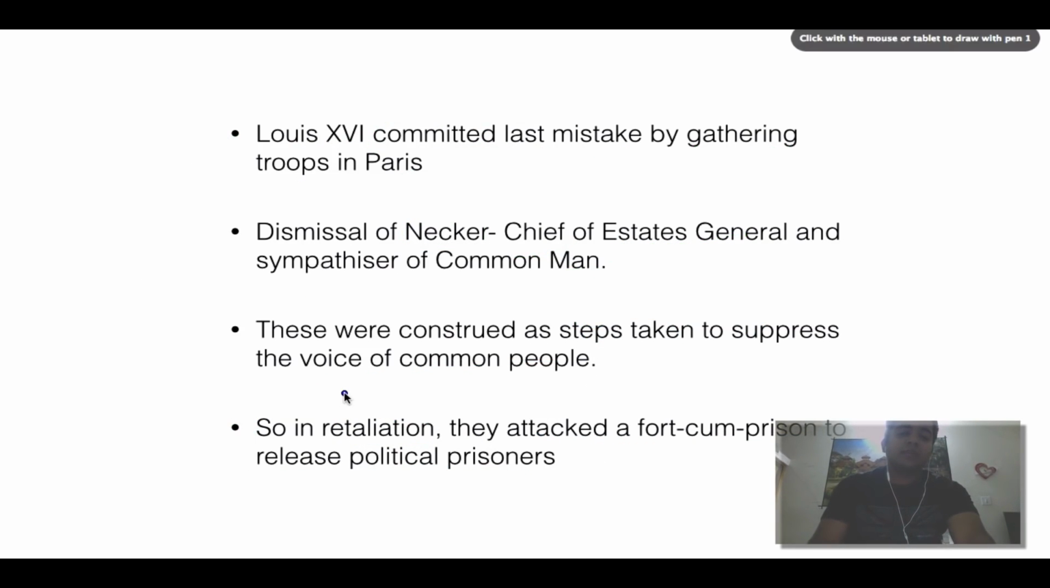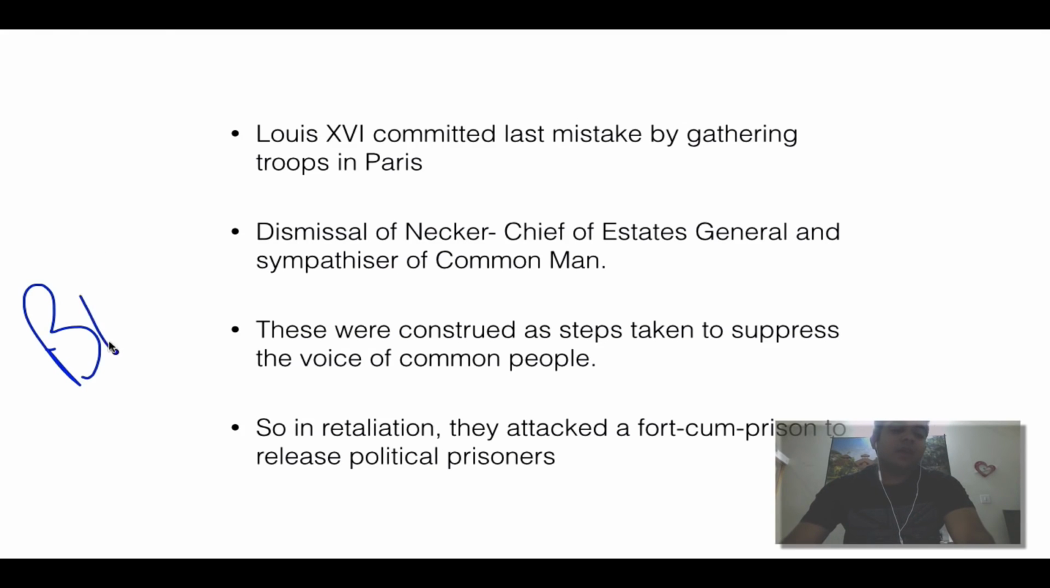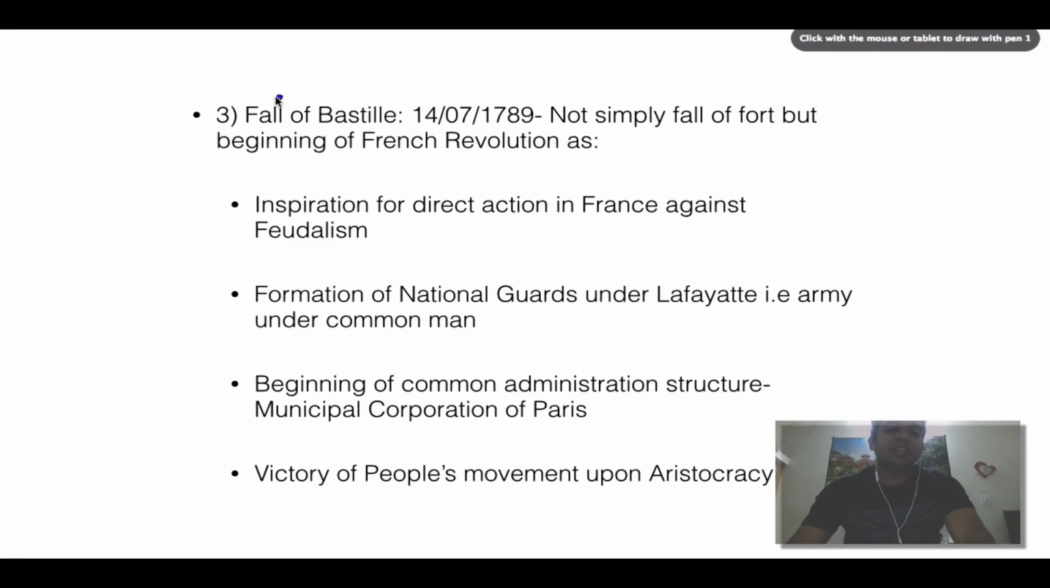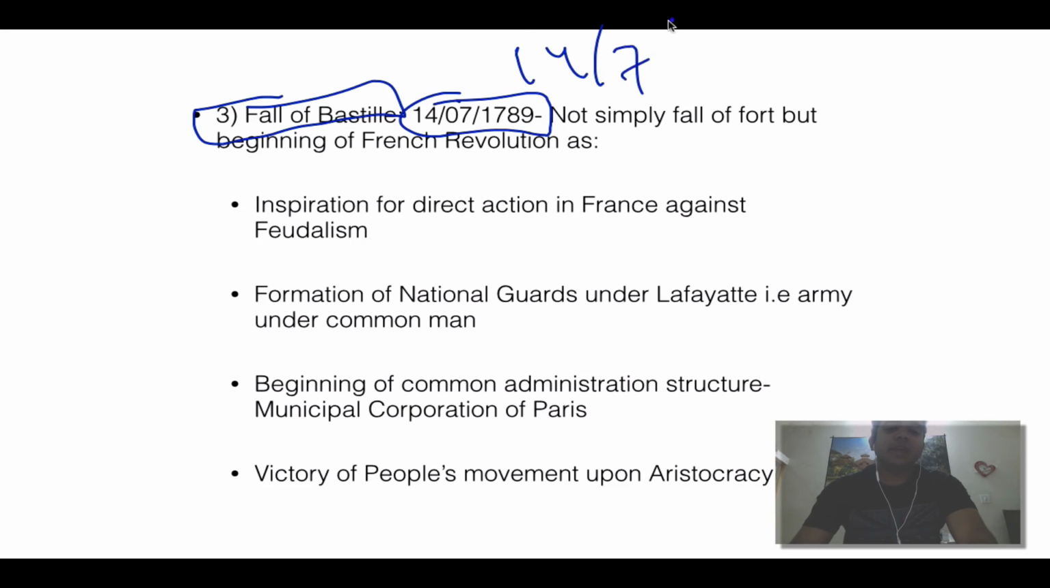And what is the name of that prison? How many of you know this name? It is called the Bastille. So this is an extremely important event, the fall of Bastille, 14th July 1789.